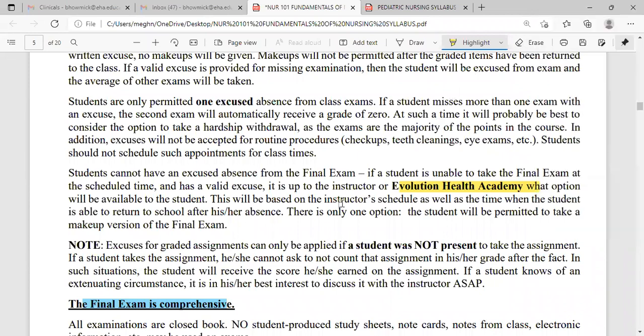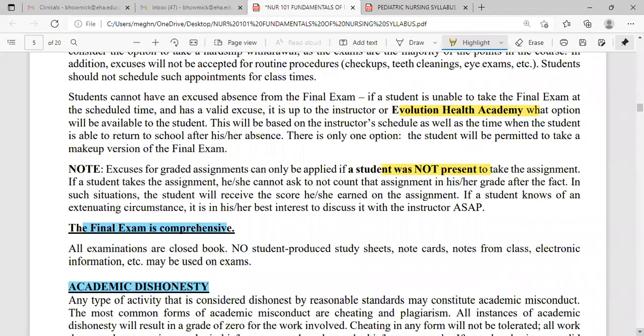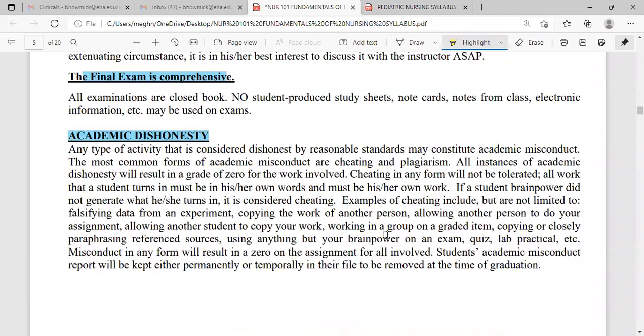And next, the excuse for graded assignments can also be applied if the student is not present and makes up the assignment. If the student takes the assignment, he or she cannot ask for that assignment not to count in his or her grade after the fact. The final exam is comprehensive.